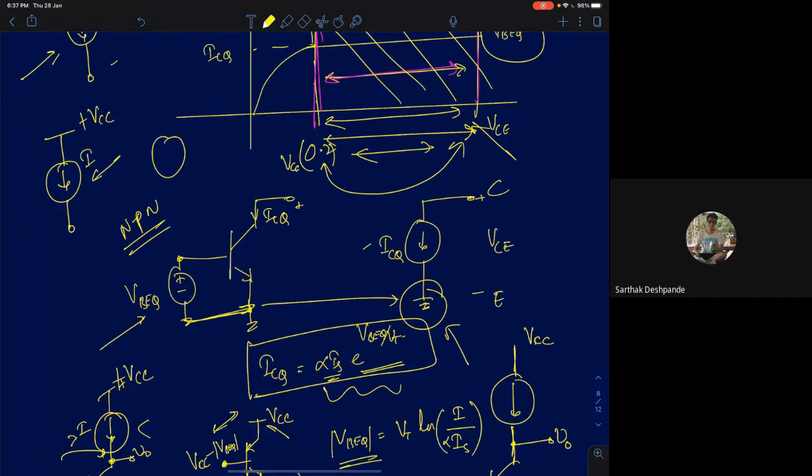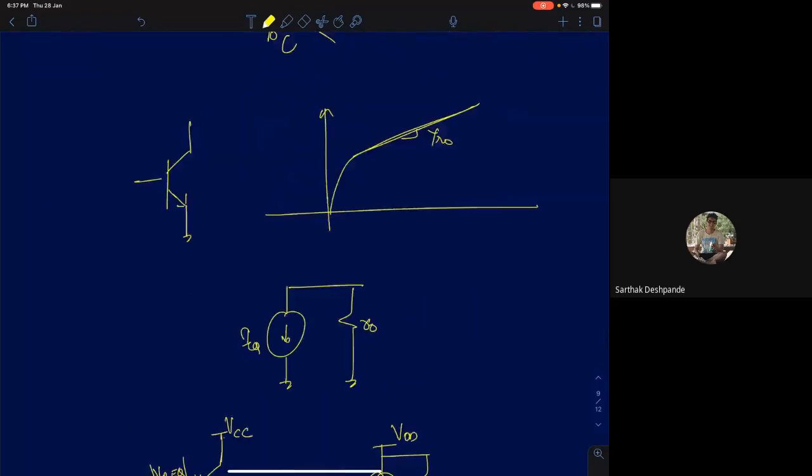If I have a sinking current, one terminal will be at ground, other terminal will be free to move. That's called a sinking current. So to realize a sinking current, I need an NPN transistor. To realize a sourcing current, I need a PNP transistor. Is there any advantage of using a sinking current source? No, it's not about advantage, it's about implementation, right?